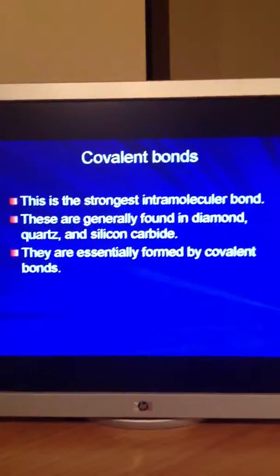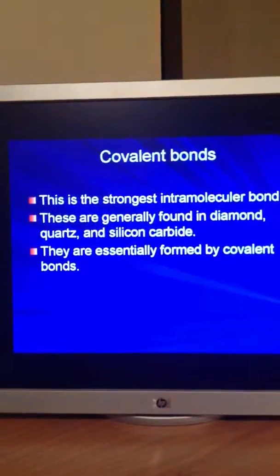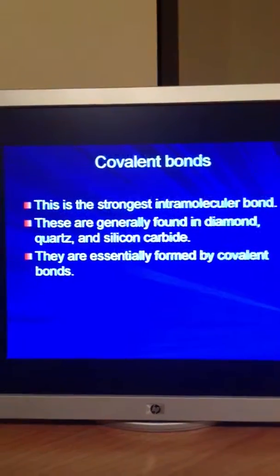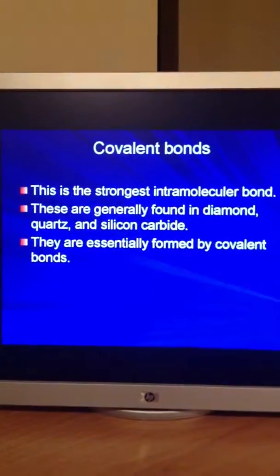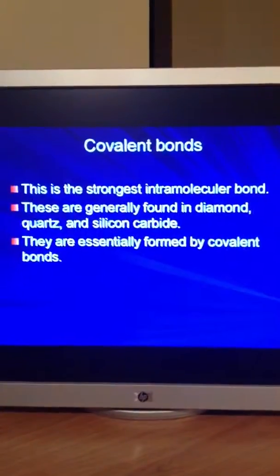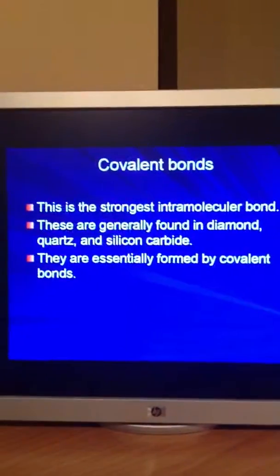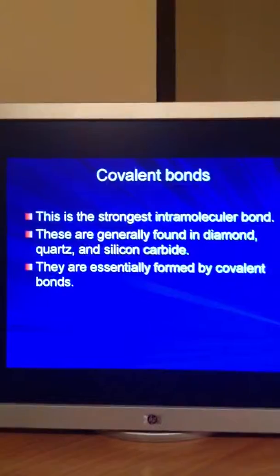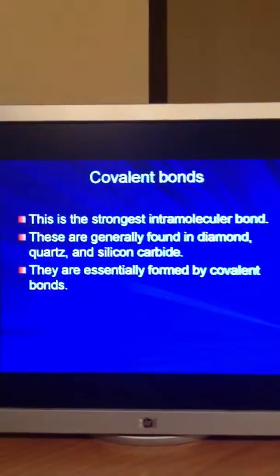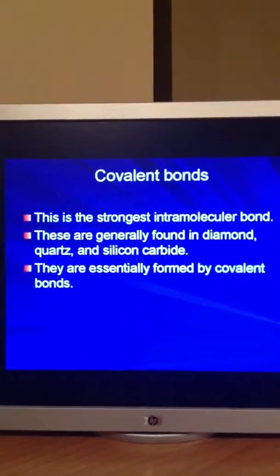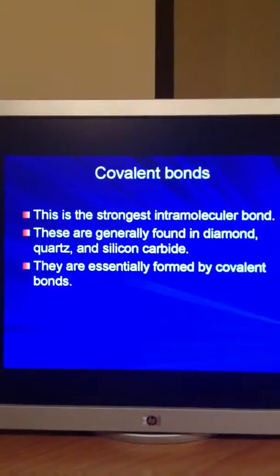These are generally found in examples such as diamond, quartz, and silicon carbide. They are essentially formed by covalent bonds. And generally it is a pure element that has a strong structure, and these form solids that generally have high melting points and high boiling points.